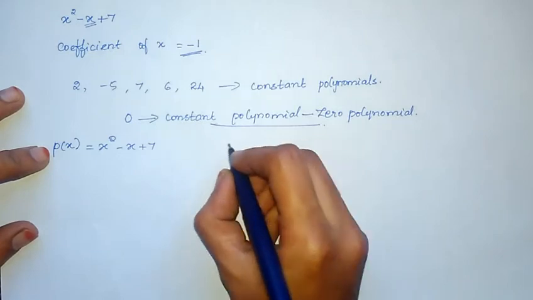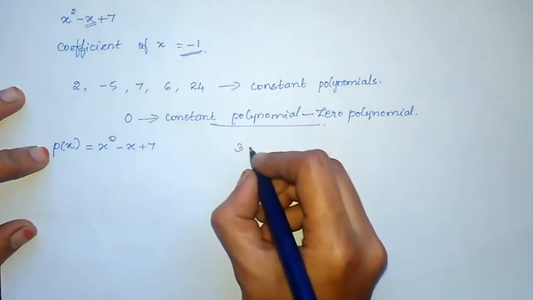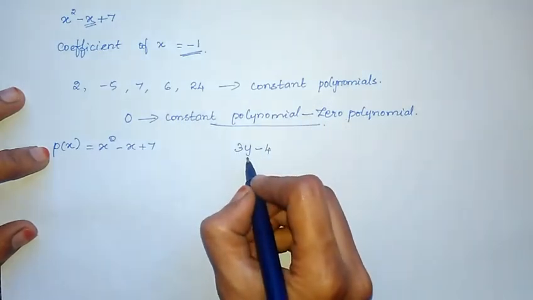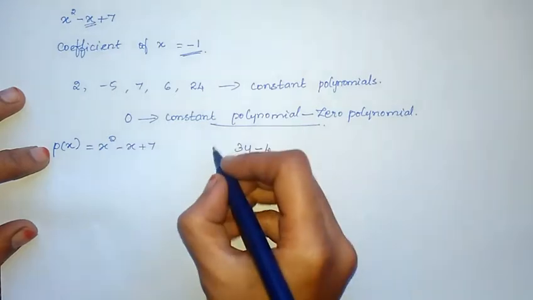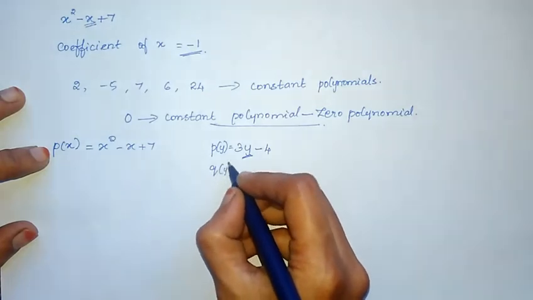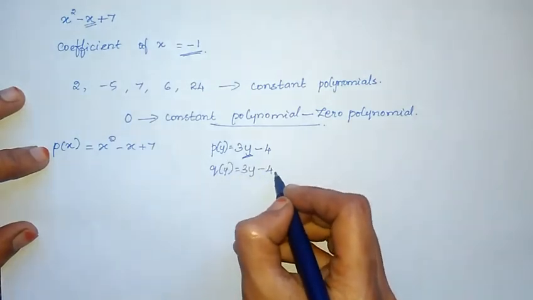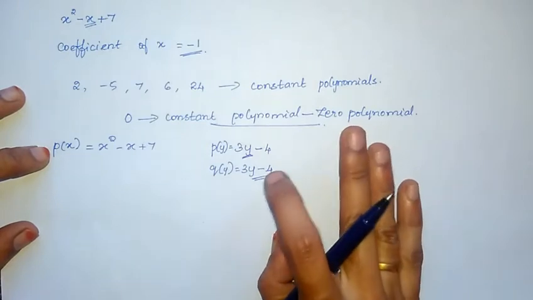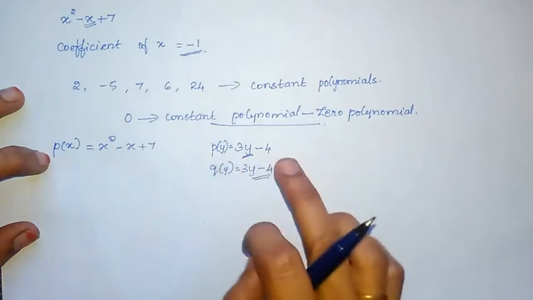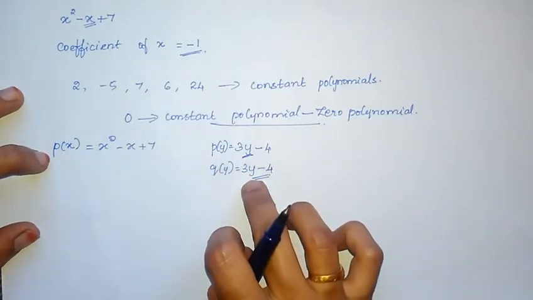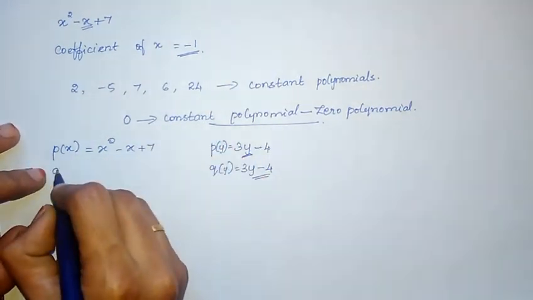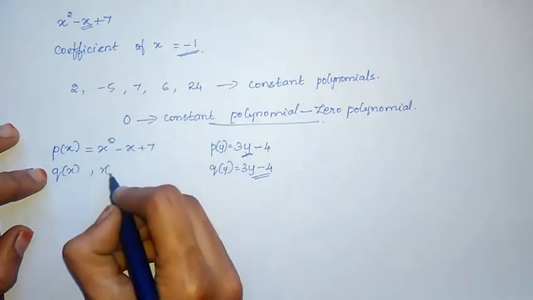Another polynomial, 3y minus 4. So, here we have only one variable, that is y. So, we can write this as p of y. Otherwise, we can write q of y equal to 3y minus 4. So, if the variable of the polynomial is x, then we can denote the polynomial as p of x. If the variable of the polynomial is y, we can denote the polynomial as p of y or q of y. This is also we can write q of x, otherwise r of x, anything.